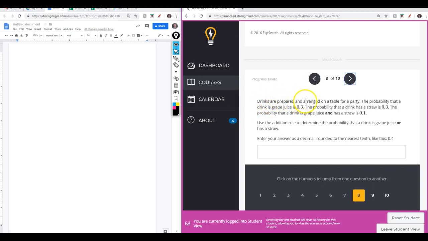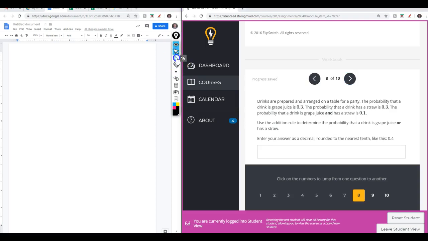Alright, drinks are prepared and arranged on a table for a party. The probability that a drink is grape juice is 0.3. The probability that a drink has a straw is 0.3. The probability that the drink is grape juice and has a straw is 0.1. Use the addition rule to determine the probability that the drink is grape juice or has a straw.